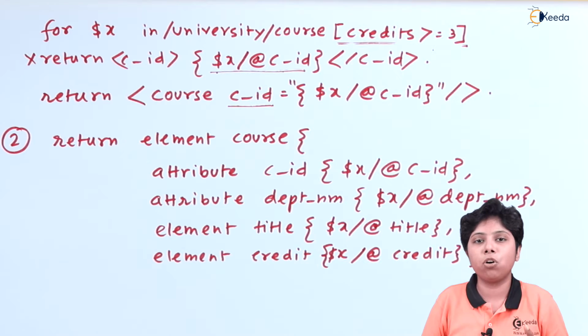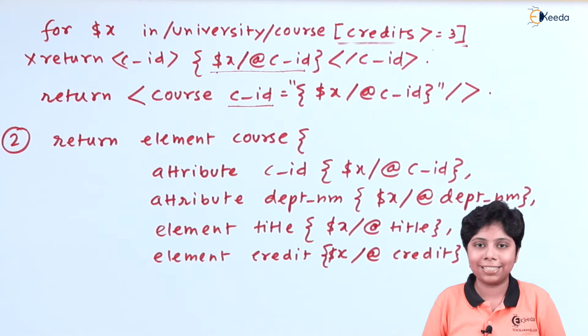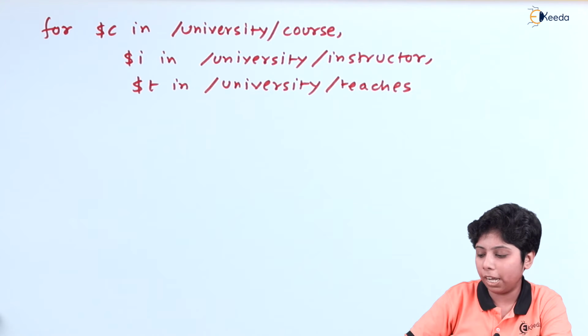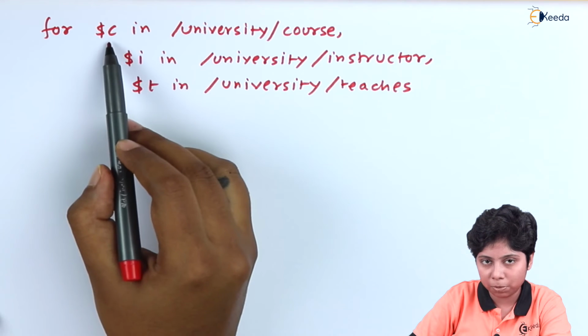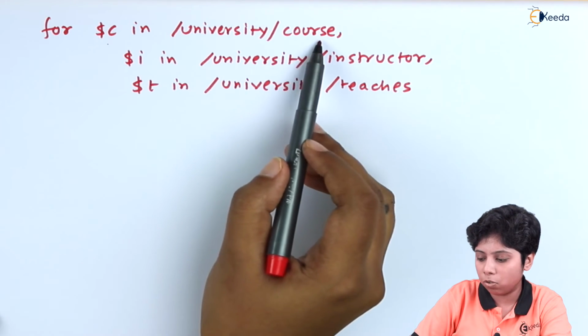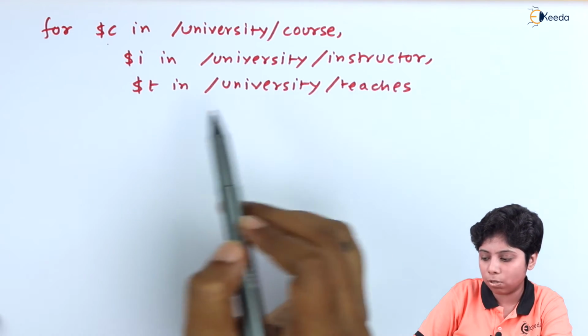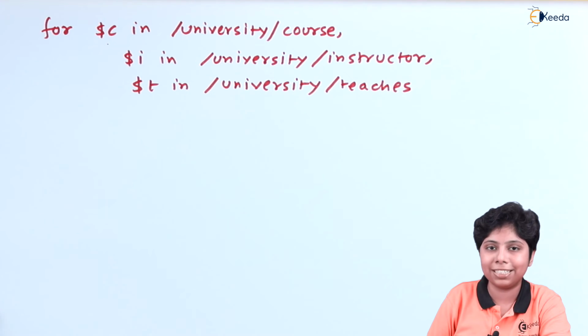Now we will go for the join, that is, how to join two relations in an XQuery and how to perform joins. Now if I want to join course, instructor and teaches in a way that the teaches relationship provides the instructor and the course that he teaches. See, first I am selecting every tuple, considering C from university/course, I from university/instructor, and T from university/teaches.